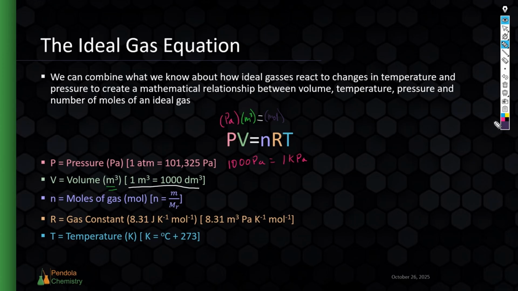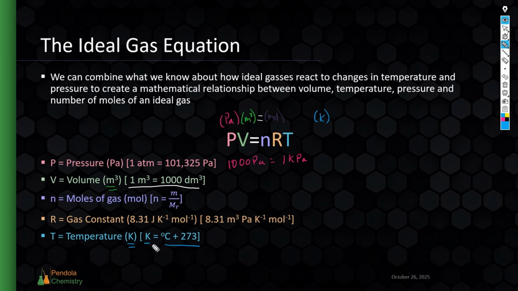Now I'm going to skip over R for a second, and I'll go to T. T is just temperature. Now temperature, we always use Kelvin when it comes to temperature for ideal gas laws. We're never going to use Celsius. And remember what we talked about earlier in the video, Kelvin is equal to the Celsius plus 273.